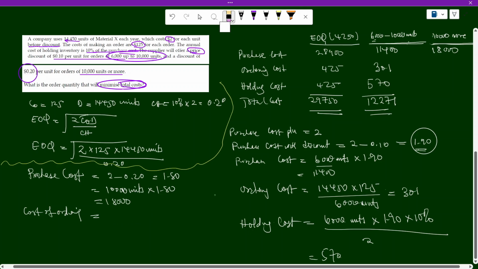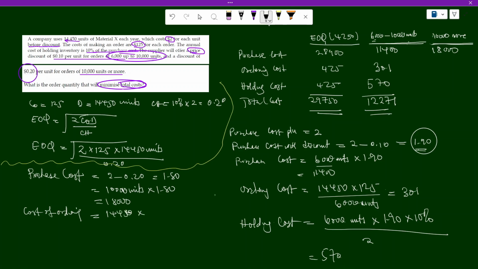So that one will be the annual demand, which is 14450, times the ordering cost 125 divided by 10,000 units, and this is going to be 14450 times 125 divided by 10,000, and that will give us 180.6. So let's say 181. So the ordering cost will be 180.6.